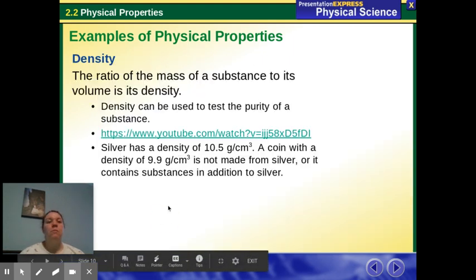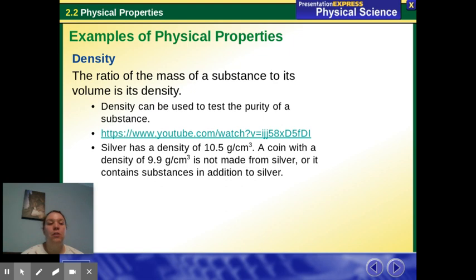All right. Another physical property that we're going to be taking a closer look at, even more so later in this unit, is density. So density is the ratio of mass to volume, and it's used sometimes to test the purity of a substance.